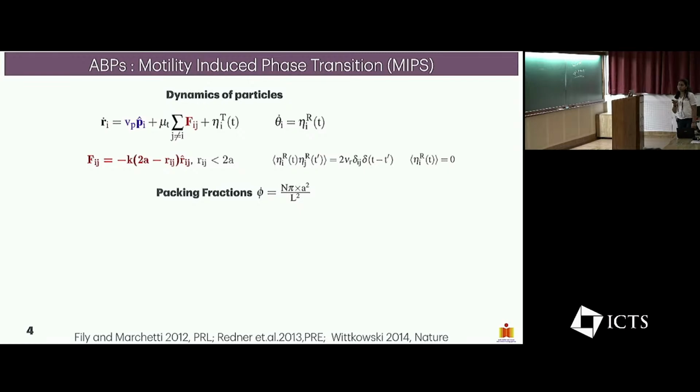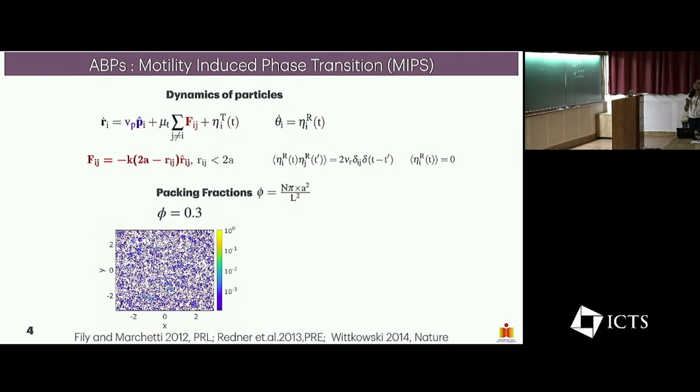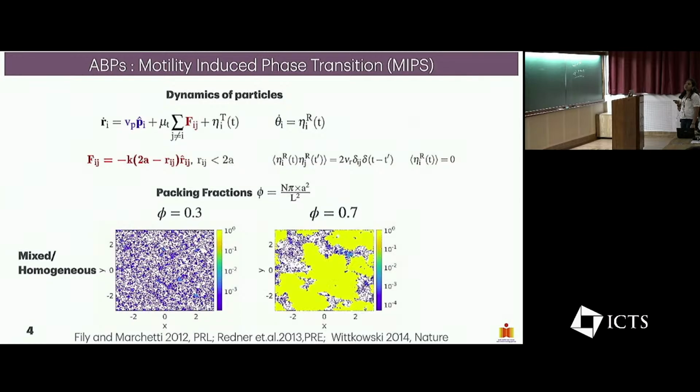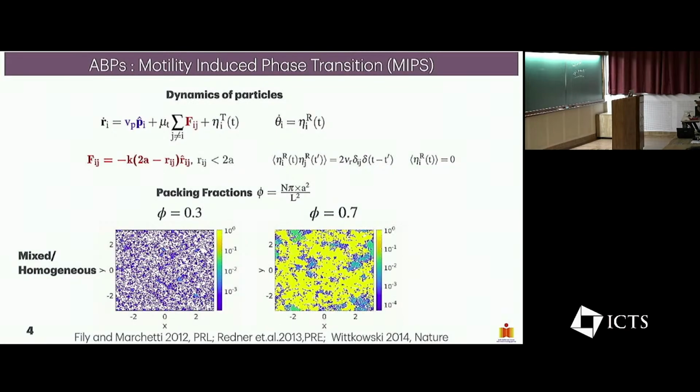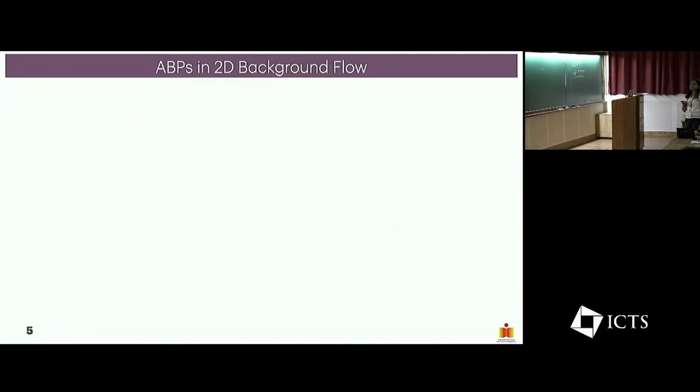An interesting term is the packing fraction, which is the ratio of the total area occupied by these active Brownian particles to the given area. If I take the packing fraction 0.3, I see that mostly these particles are randomly distributed, and I call this MIPS, mixed or homogeneous. But as I increase the packing fraction to 0.7, I see these particles forming some kind of clustering. This is due to motility, and that's why we call it motility induced phase separation, which is very well known, also in these given references.